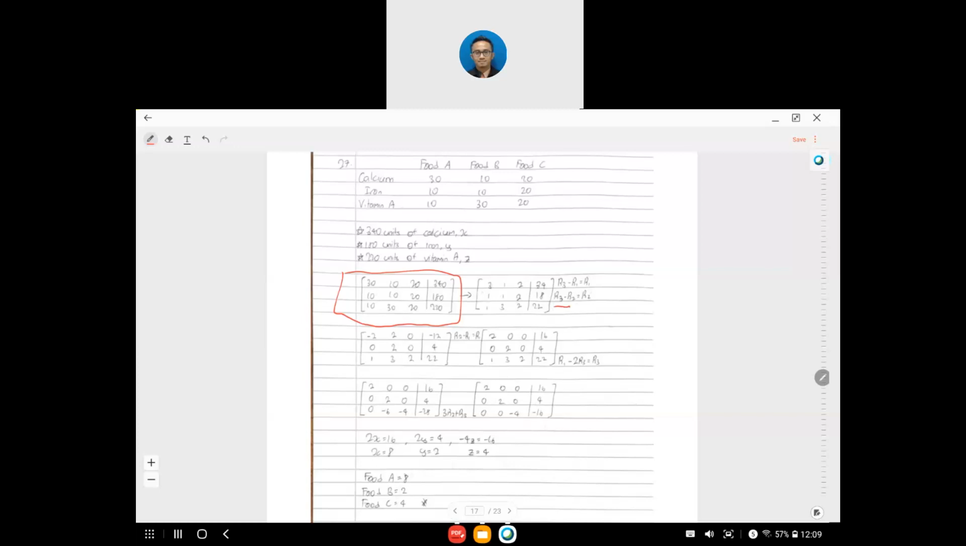Okay. Doesn't matter. Kalau awak bahagi dengan 10, awak kena mention sini tau. Tulis. Row 1 equal to 1 over 10 row 1. Row 2 equal to 1 over 10 row 2. And then row 3 equal to 1 over 10 row 3. You need to mention formulation here. Apa sahaja yang awak buat. Okay. And then you get the value.